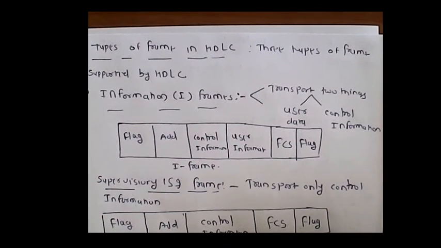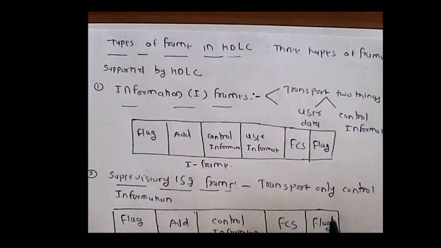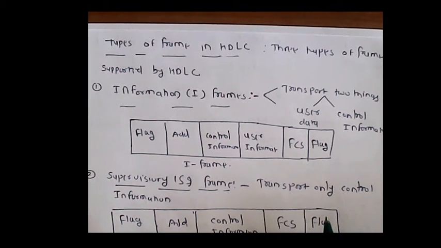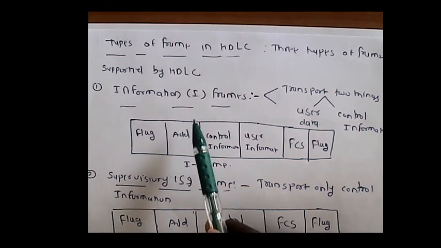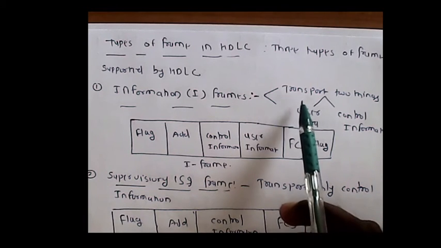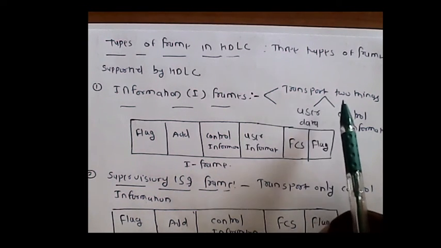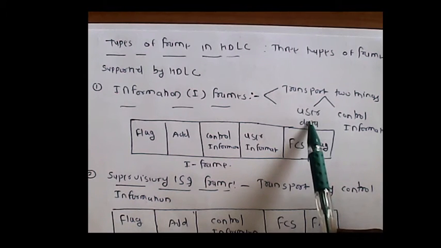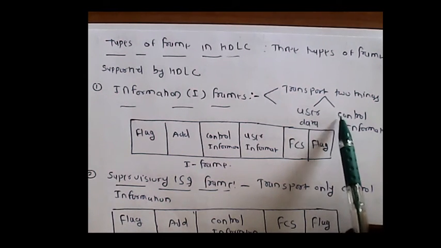So what is meant by I frame, S frame, U frame? First we see one by one. The information frame carries two things. First, it carries the user data in the form of information, and second, control information. So information frames carry the data transport in two things: first, user data as information, and second, control information.